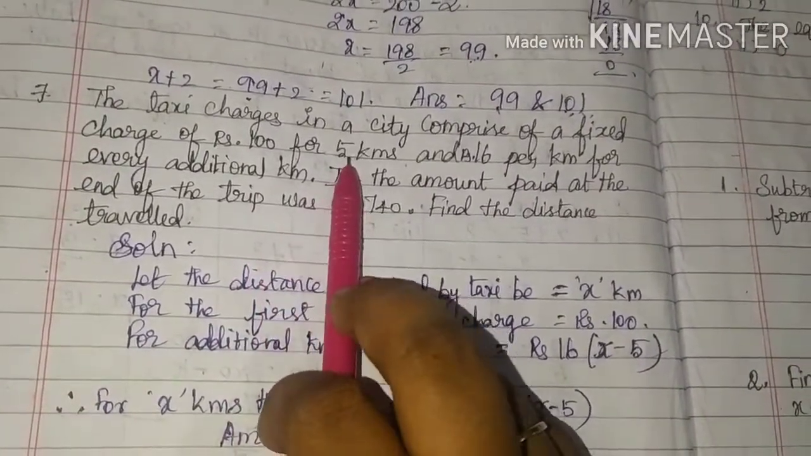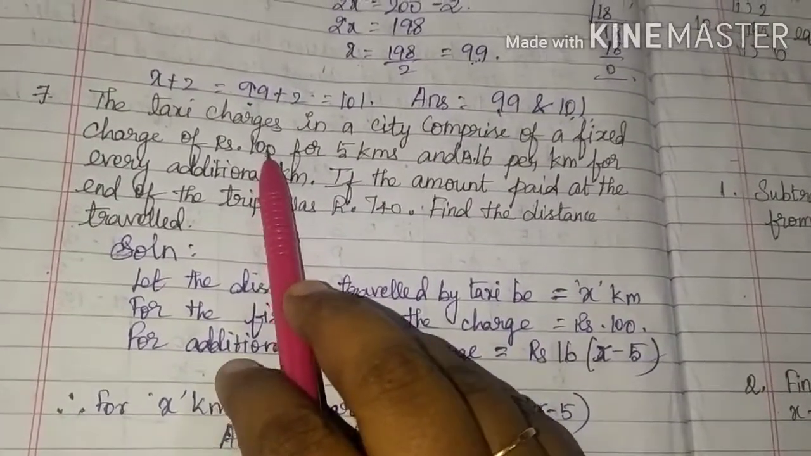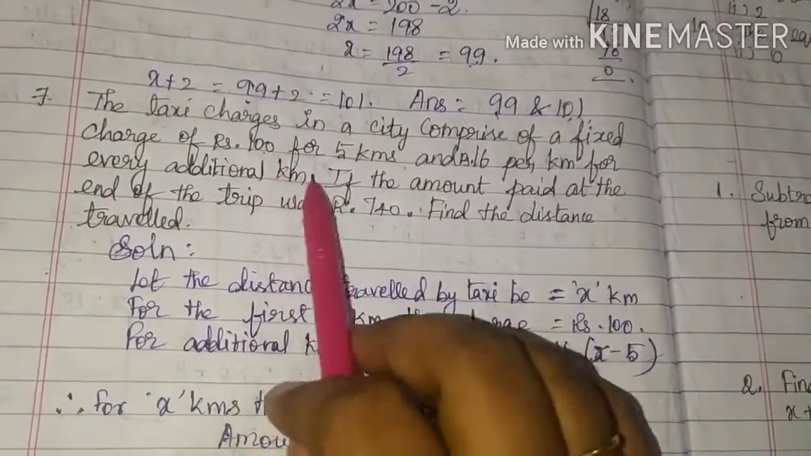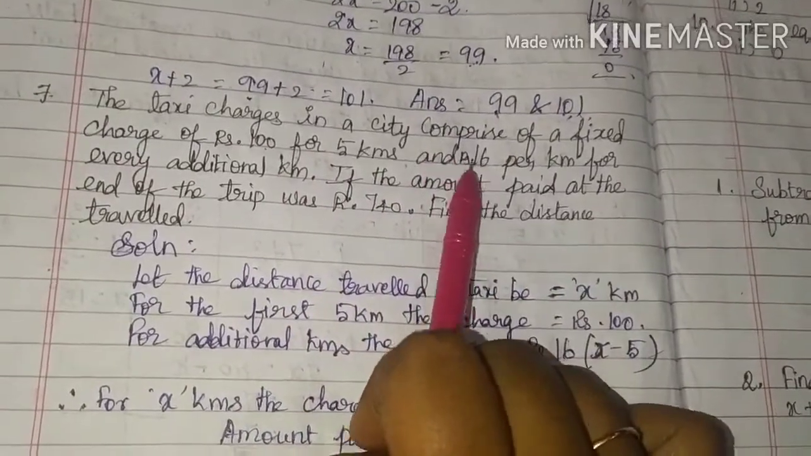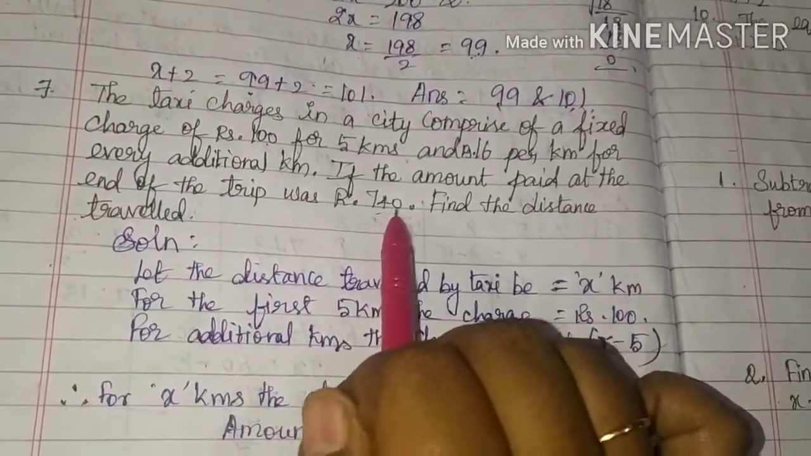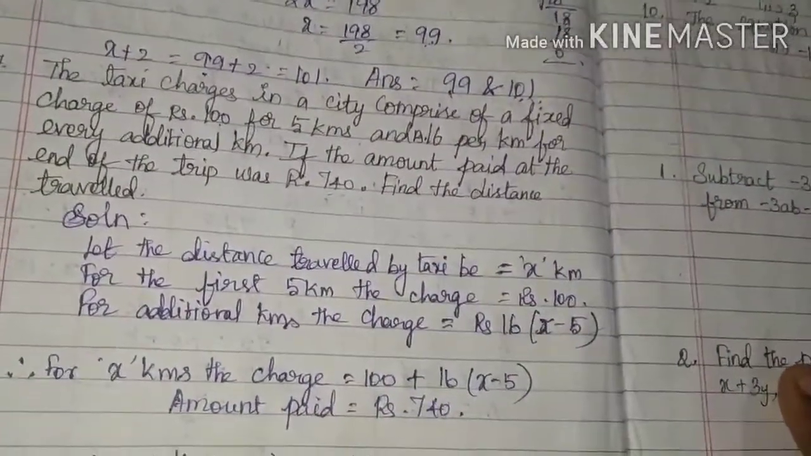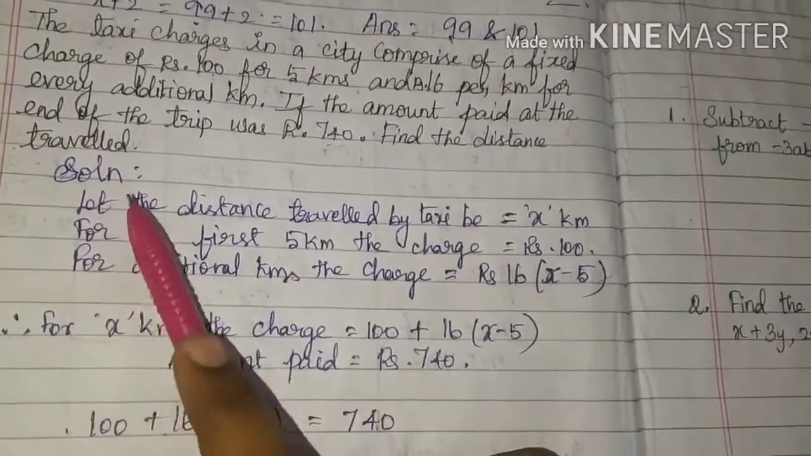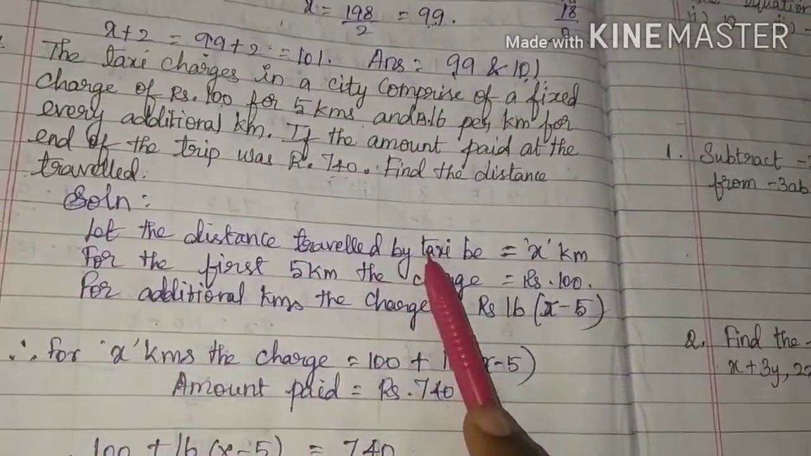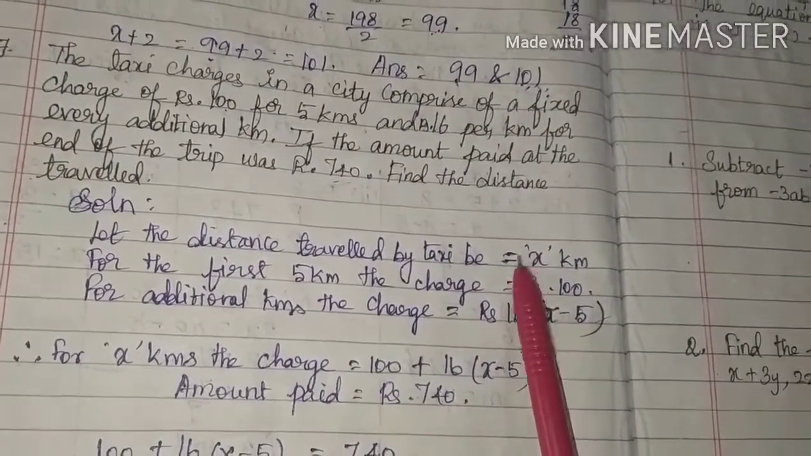We are very clear: for the 5 kilometers they spent rupees 100, and for each and every additional kilometer they paid an excess of rupees 16. So all together they paid 740. Then totally how many kilometers they had traveled, that only we are going to find now. So the solution I have written here: let the distance traveled by the taxi be x. That only we are going to find.